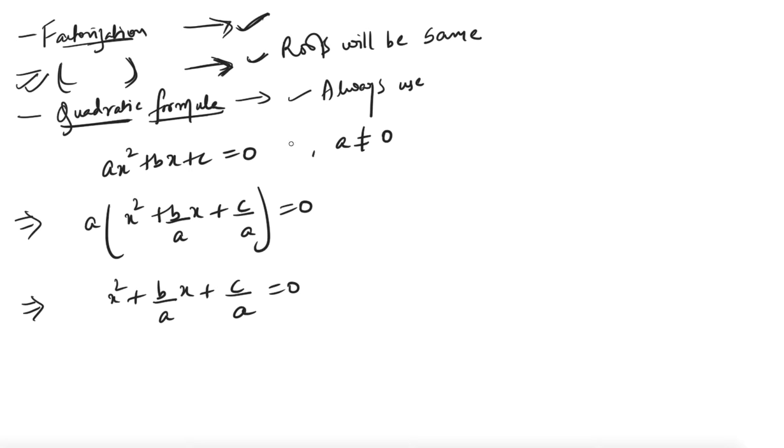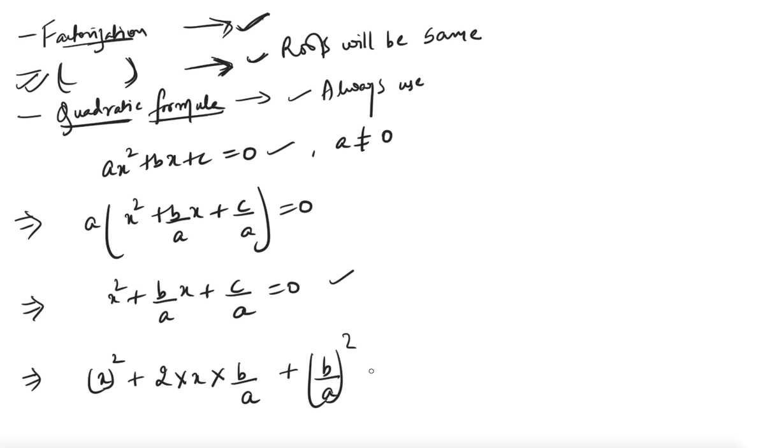I know that the roots of this and the roots of the original will be the same. Now I'll try to make it a perfect square. Here I already have x whole square. Here I will write 2 into x, and the second term will be b by a. So I have 2 x into b by a, and since I'm multiplying with b by a, I have to write the third term, that is b by a whole square. Since I'm adding this term, I have to subtract the same term, b by a whole square, and the last term, plus c by a, I'll write as it is.